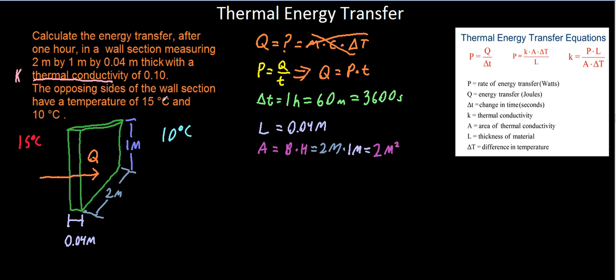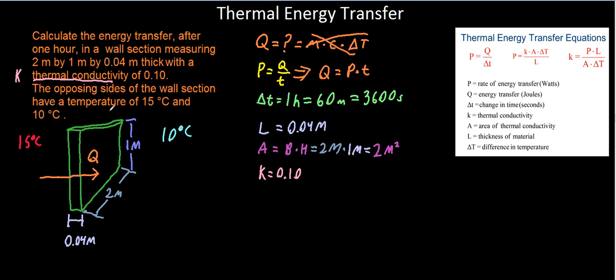And then we're also given a thermal conductivity, which is K, of 0.1, so we can say K equals 0.10. And we'll go ahead and leave the units out of this. You can actually calculate the units if you want to use this formula over here, but I'm not going to confuse you with the units right now.